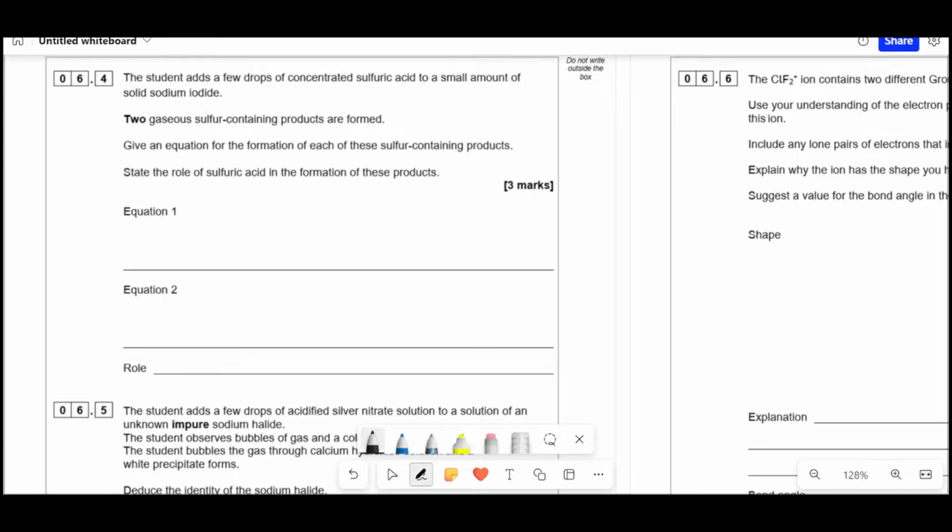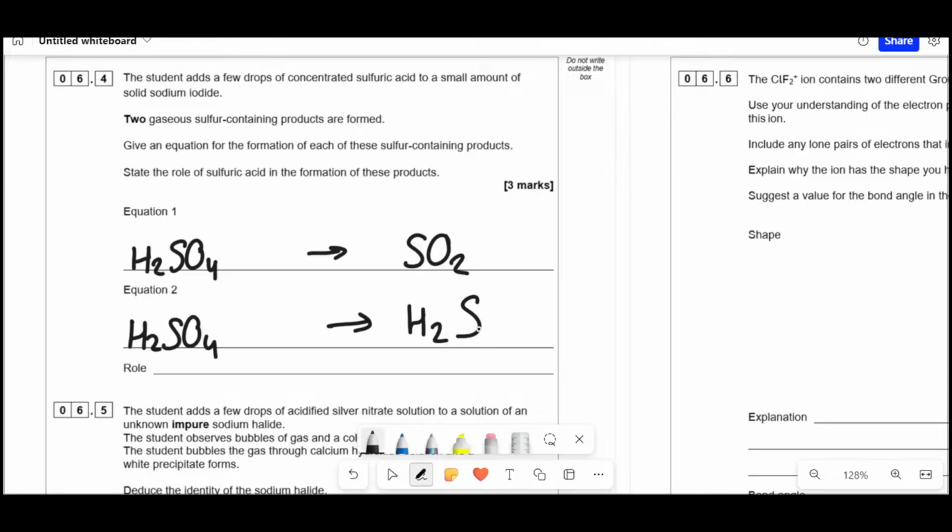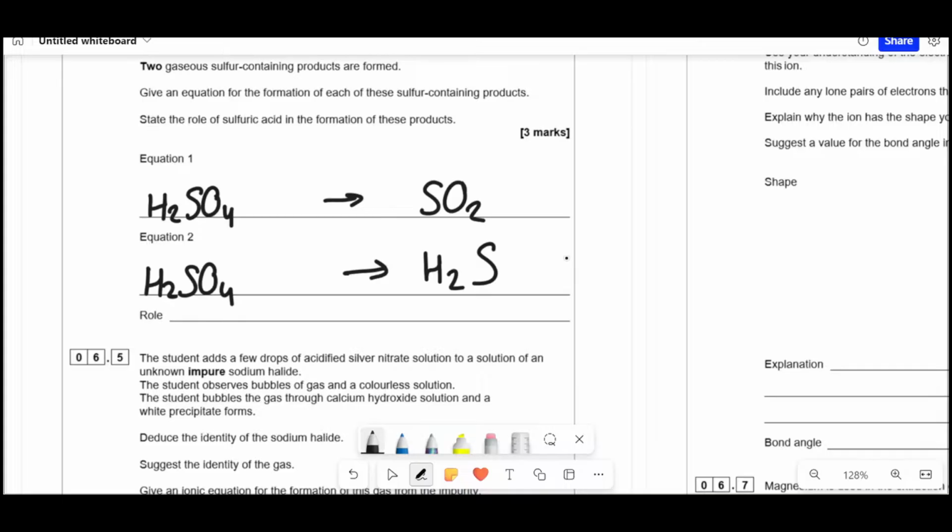So what's going on here? Give an equation for the formation of each of these things. So you should remember that in these reactions, what's going on is that you're going from H2SO4 stepwise down to eventually H2S. So the first equation is going to be our H2SO4 forms SO2, right? That's equation 1. And equation 2 is going to then be H2SO4 is eventually completely gone down because it can do either H2S. Now it's told you that you're adding sodium iodide, and they want ionic equations as well.